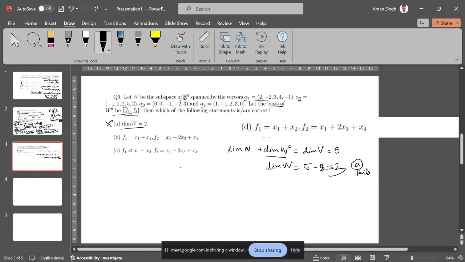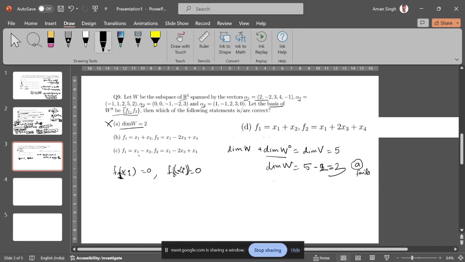Okay. So the next question is about what F1 and F2 are. So calculate F1. F1 should annihilate all the alpha I, meaning F1 of all alpha I would be 0. Similarly, F2 of all alpha I would be 0, right? Because F1 and F2 are in the annihilator of W. And the alpha I generate W. So F1 should vanish on the generating set. So F1 will vanish on the whole W. So this is the idea. Now it is easier to calculate.